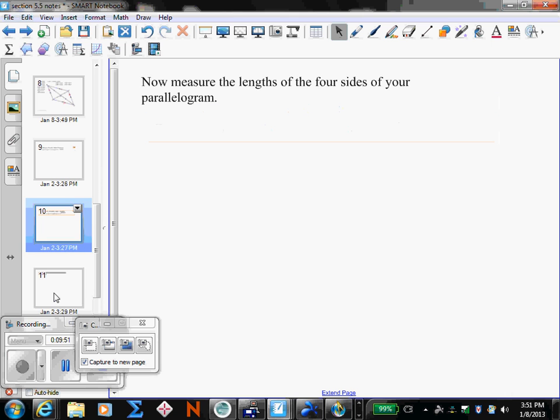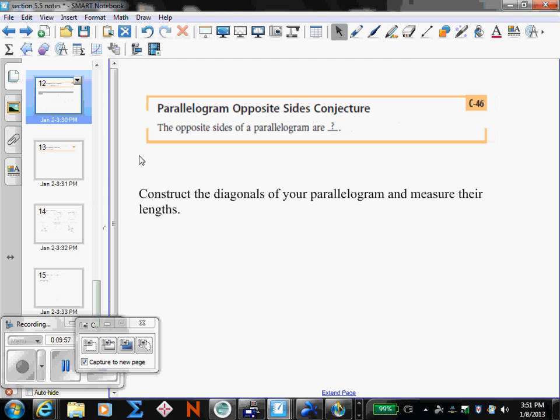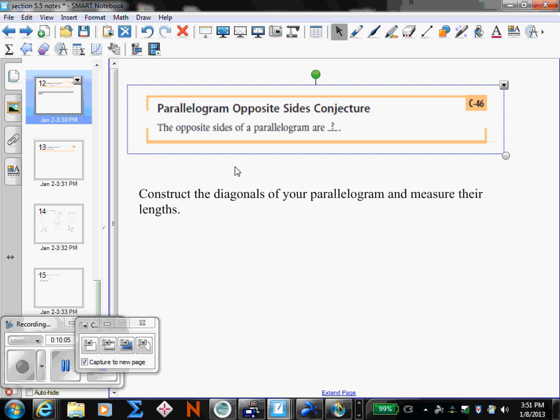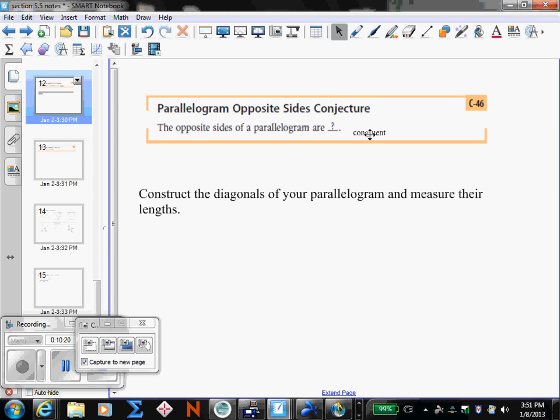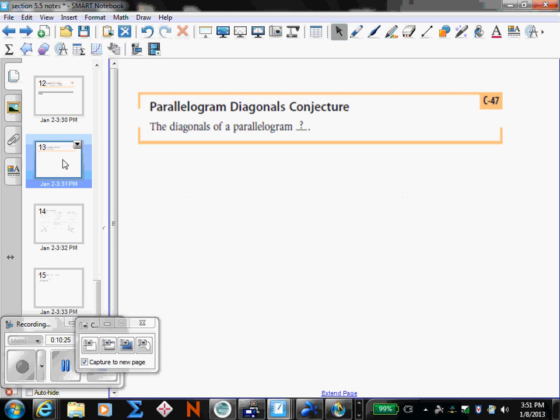The third conjecture has to do with the measures of the sides. The opposite sides of a parallelogram are, and if we go back and look at our picture, we can see that they are congruent. We already know they're parallel from the definition. So opposite sides of a parallelogram are parallel and congruent. And then the last conjecture has to do with the diagonals. So the diagonals of a parallelogram bisect each other.